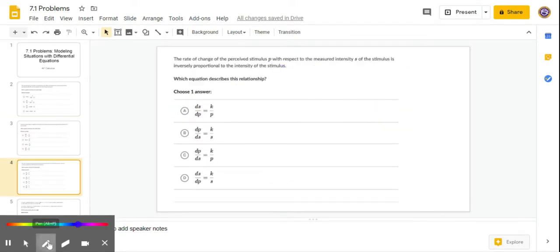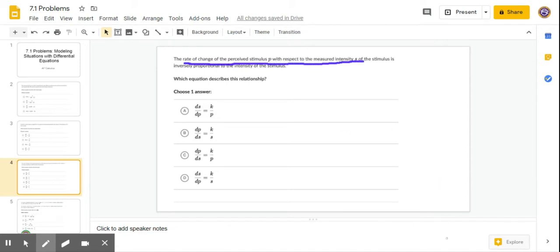All right, the rate of change of the perceived stimulus P with respect to the measured intensity. So rate of change of P with respect to S. So that whole sentence right there means it's the rate of change of P with respect to S. So this isn't changing over time. These two things are depending on each other. So the P is changing with respect to S.